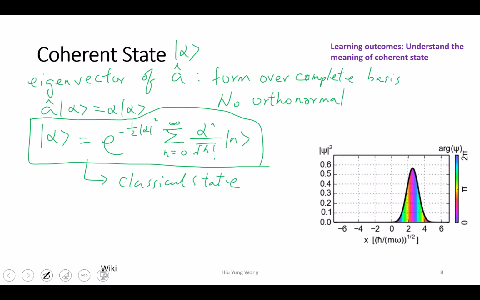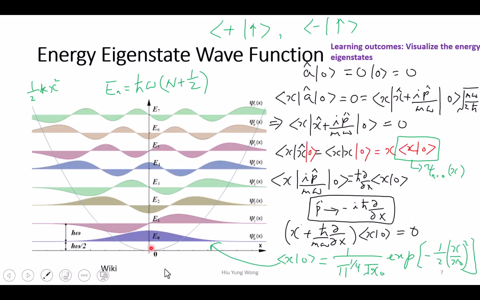Very close, I should say it resembles a classical state. Let's look at it. It is a linear combination of n. What is n again? The energy eigenbasis, or the number operator eigenbasis. N equals 0, 1, 2, 3. Each of these corresponds to one n: n equals 0, n equals 1.